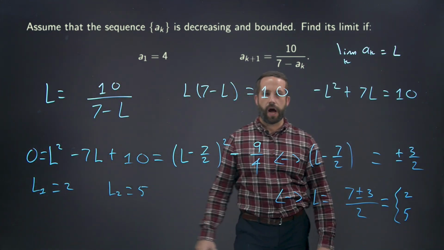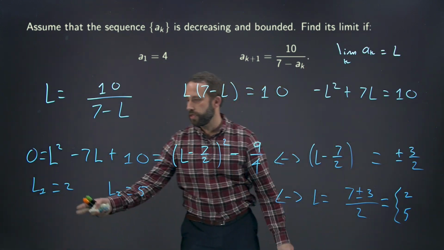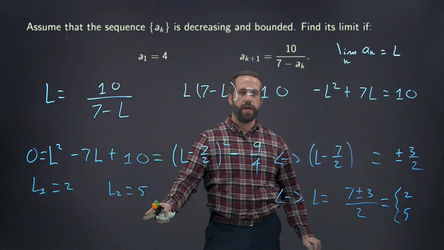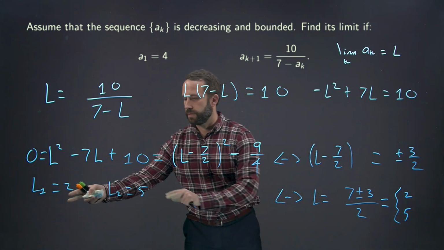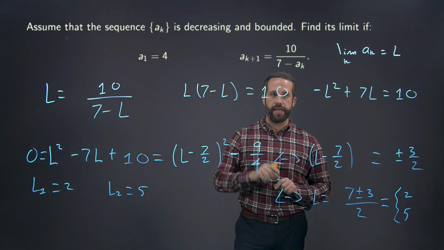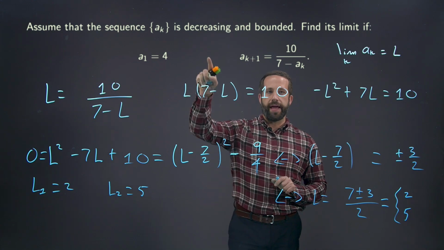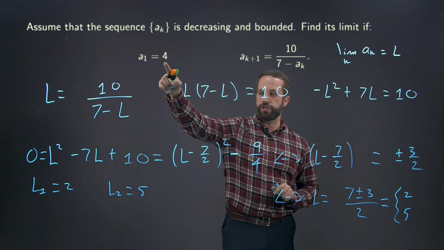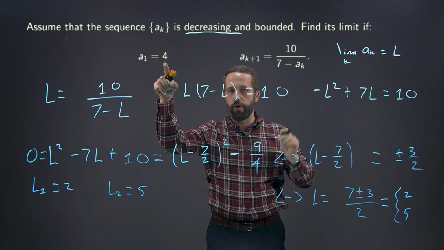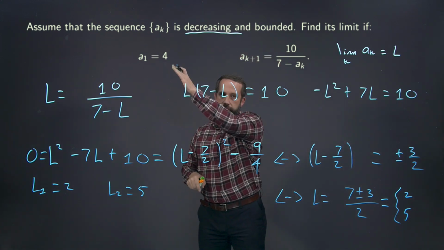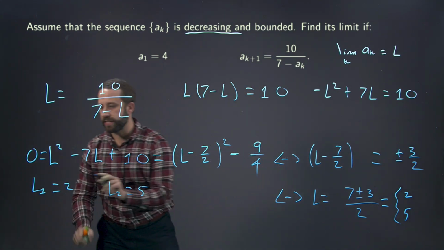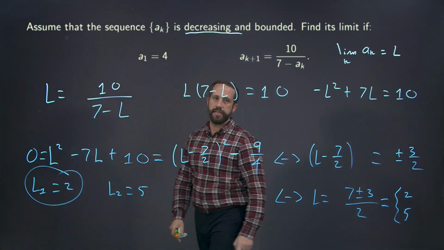And now we have to figure out from the information in the problem whether the limit is 2 or 5. This work here tells us the limit has to be 2 or 5. But if the limit exists, it has to be exactly one of those, not both of those. And now this is where the decreasing part comes in. So it starts at 4. The first term of the sequence is 4, and we know that it is decreasing. So if the sequence starts at 4 and is decreasing, then it's going down. Since 5 is bigger than 4, this can't be it. So this has to be the limit, since the sequence is bounded and decreasing.